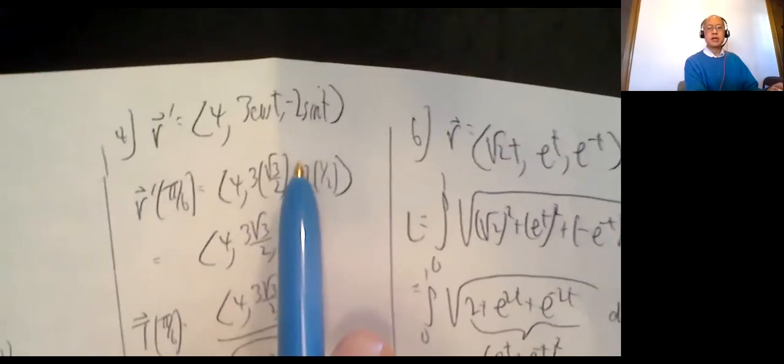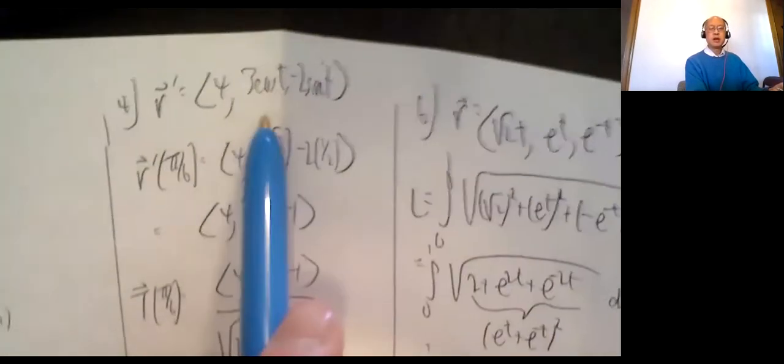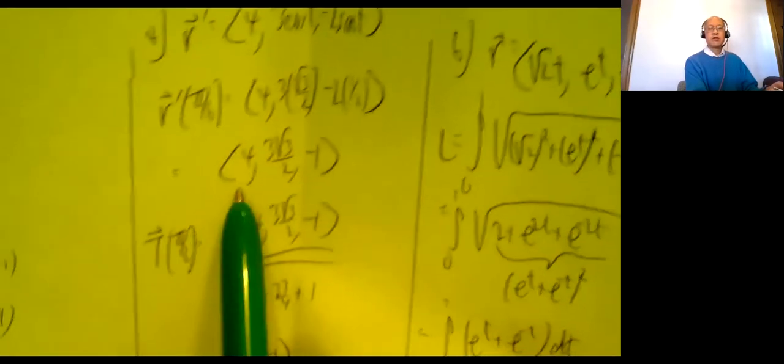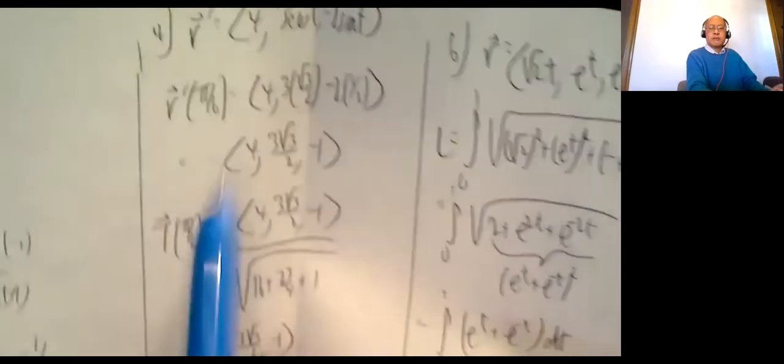Number 4, unit tangent vector. r prime is ⟨4, 3 cosine t, negative 2 sine t⟩. Plug in pi over 6. Cosine of pi over 6 is radical 3 over 2. Sine of pi over 6 is 1/2. So we get ⟨4, 3 radical 3 over 2, negative 1⟩.